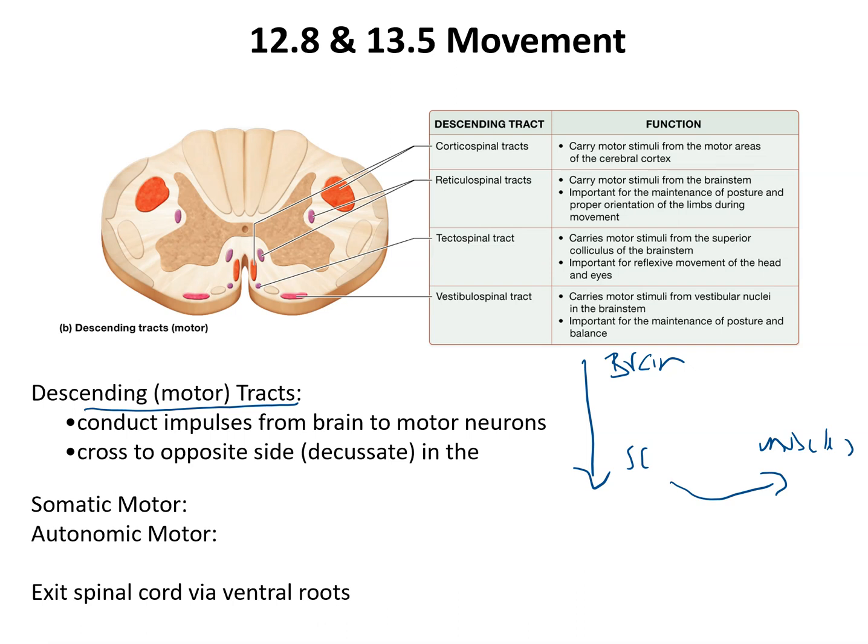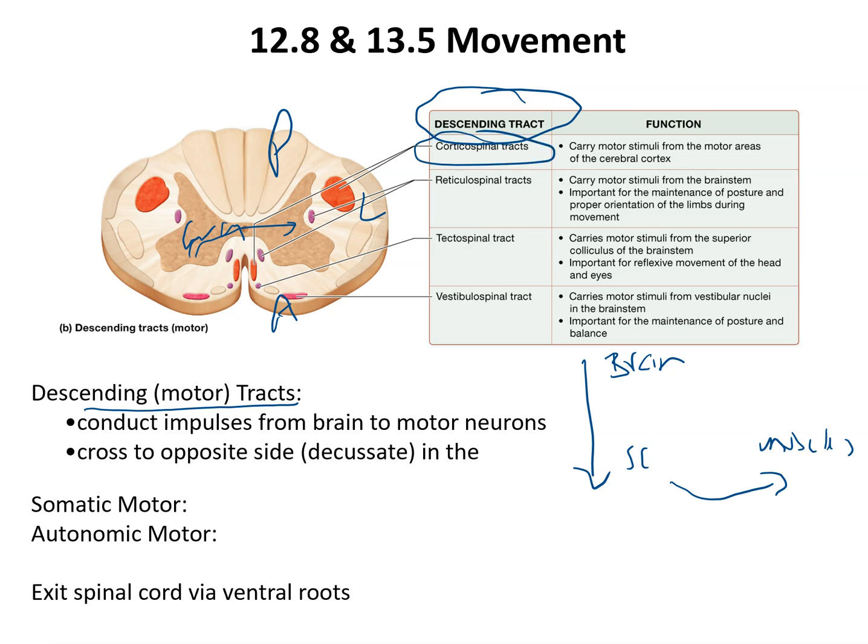When we look at the cord, remember we had the gray matter, which was internal, and the white matter is where all these tracts are going to be. The white matter was in those columns. We had the anterior, the lateral, and the posterior columns. We're going to focus on one type of descending tract, and that would be the corticospinal tract.